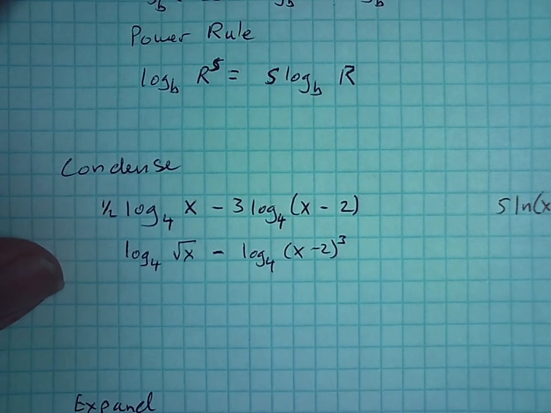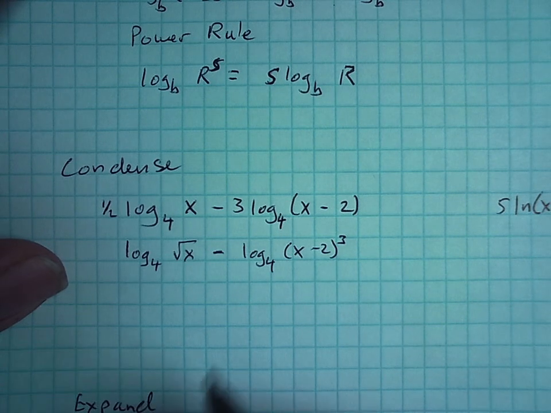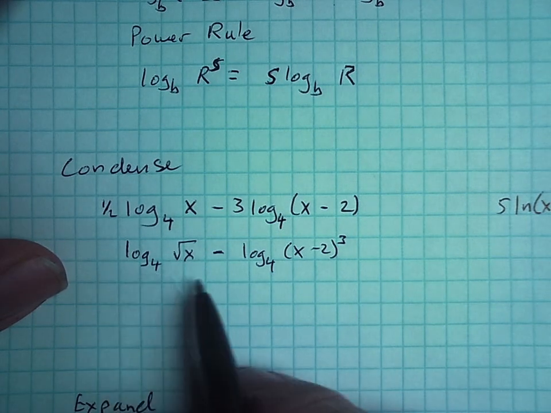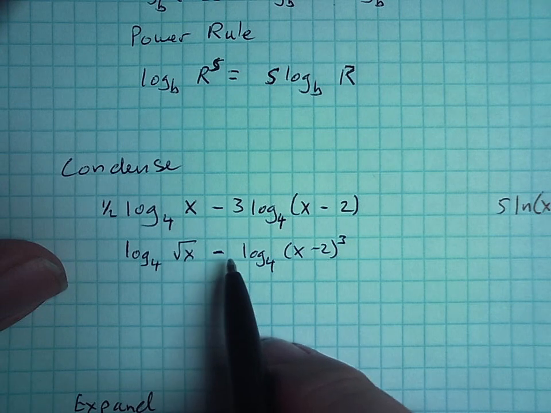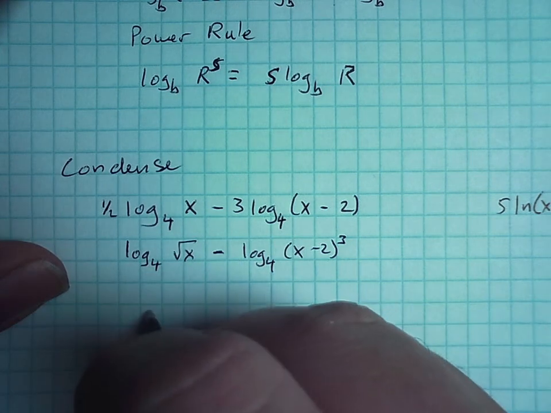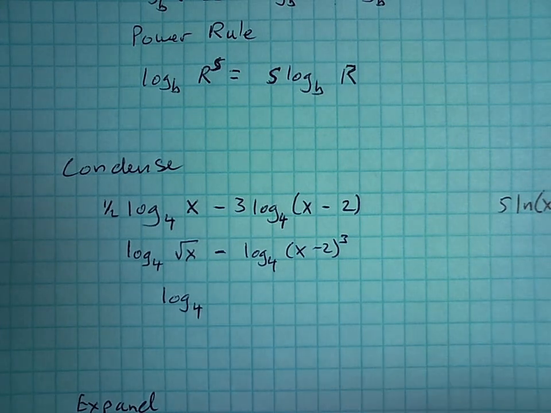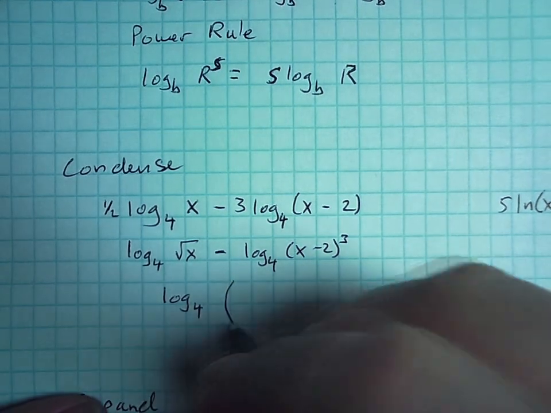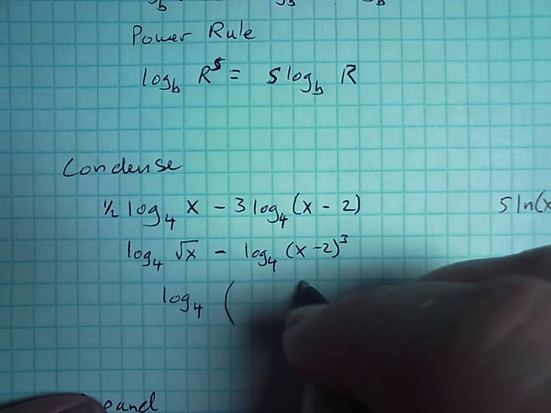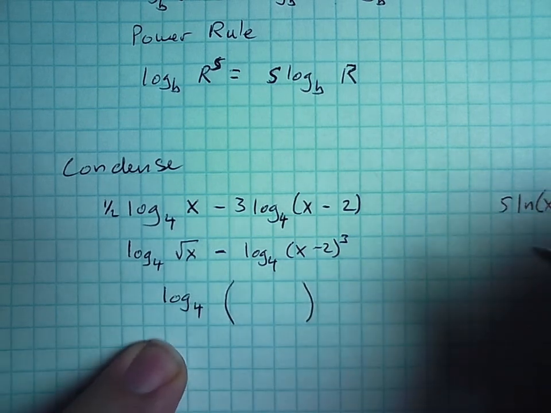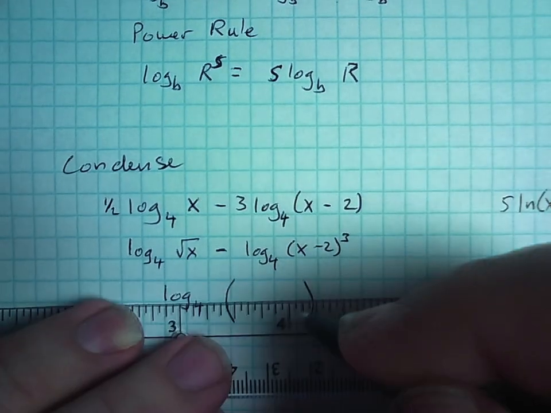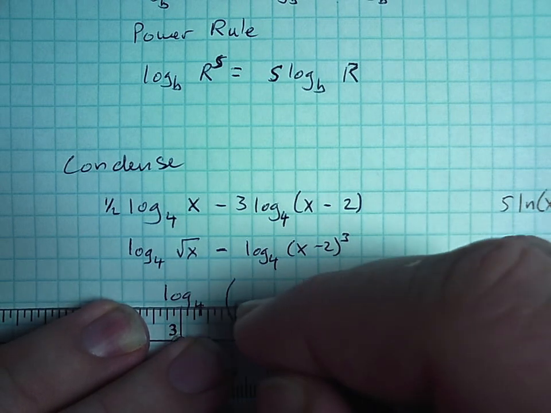So that's the power rule I just applied twice. Now, because I have no coefficients, I can apply the quotient rule. This is two logarithms being subtracted, so I can combine them into one logarithm. Please don't write this as a fraction of logarithms. The insides, the arguments, are what go into the fraction. You should have one logarithm when you're done condensing, not two logarithms.